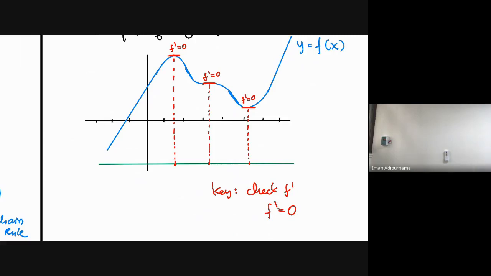Let me write the notes. So here f prime is greater than 0. And this is f prime less than 0. So it's positive, it's negative. So the first derivative will be from positive to negative, so from up to down. And it will be crossing exactly this point here. So it's crossing here.